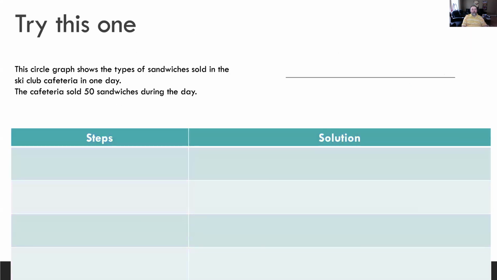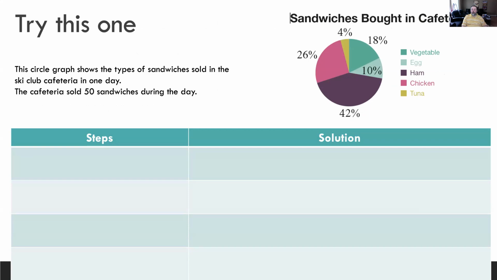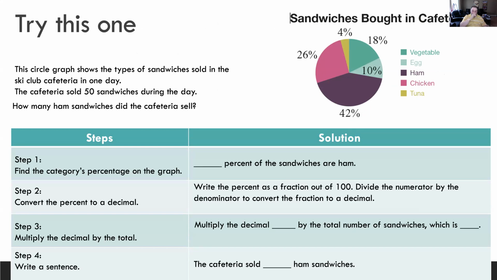All right, so here's one for you to try. This circle graph shows the type of sandwiches sold in the cafeteria in one day. The cafeteria sold 50 sandwiches for the day. Here's the graph. How many ham sandwiches did the cafeteria sell? I'll drop in the steps here so that you've got a little bit of something to work with. I would probably copy this whole thing down and fill it in as well if you can.